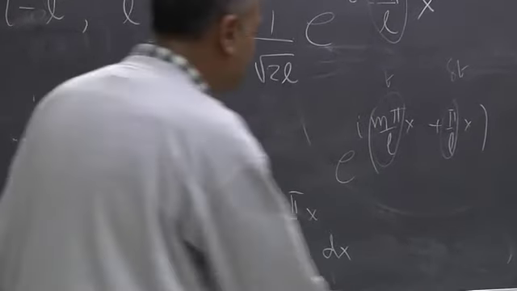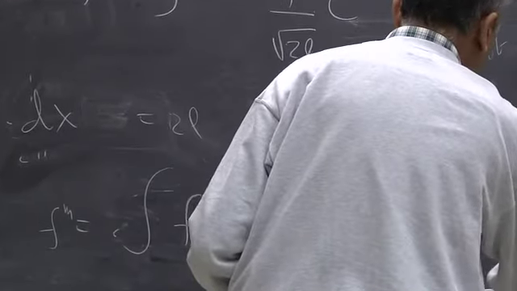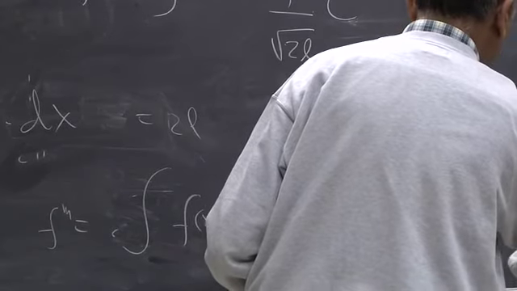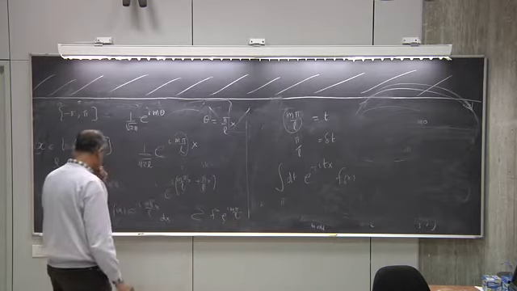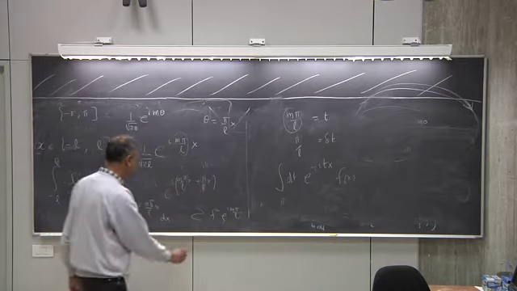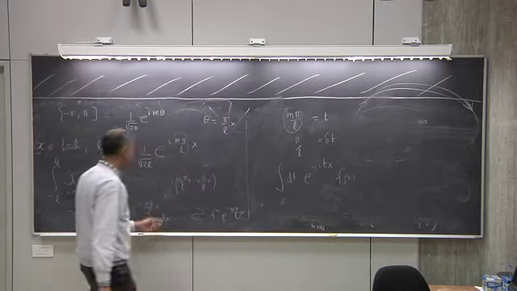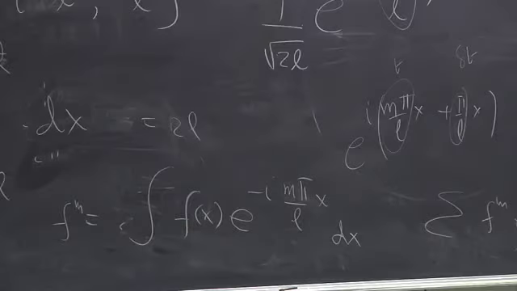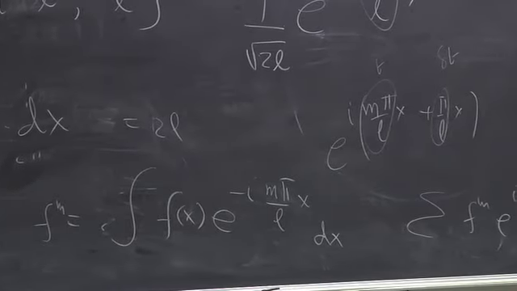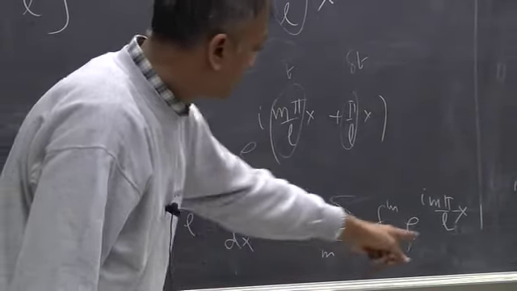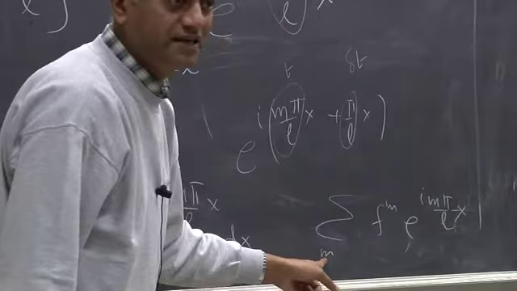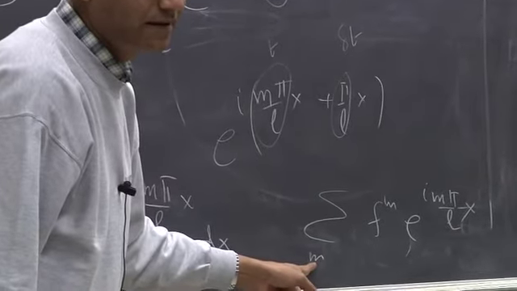That gave us the Fourier coefficients f_m, right? And then we consider the sum f_m e to the power of i m pi by L x, right? This is supposed to give me back f of x, right? This is the Fourier series. But the summation is over m, right? But in the limit L goes to infinity, I can think of it as an integral, right?